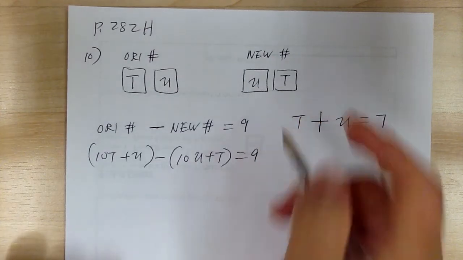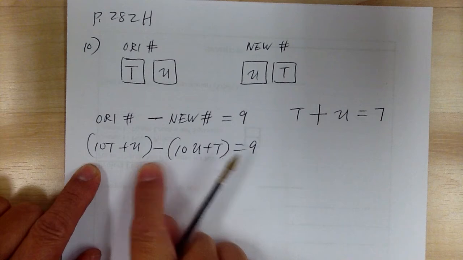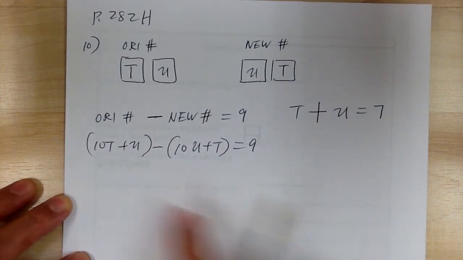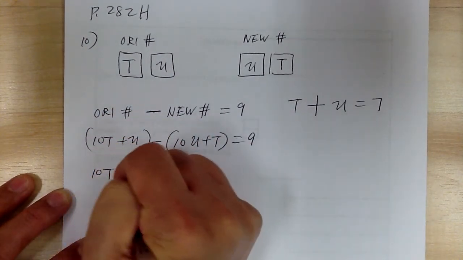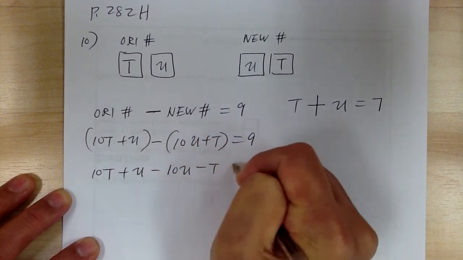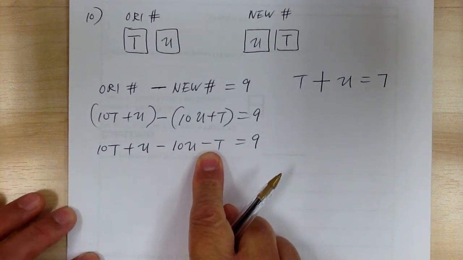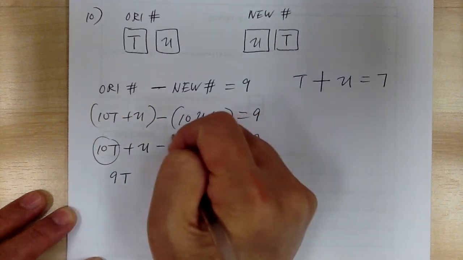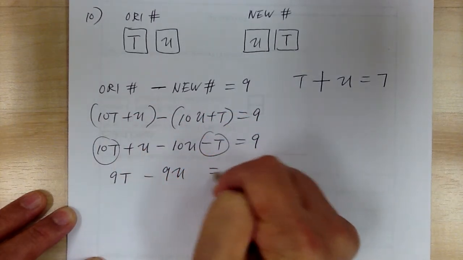Now you have to be careful. Remember what I said: when you substitute, you put it in parentheses, or else you're going to make mistakes when there's a subtraction. So now you're going to work it out. Let's get rid of the parentheses. You're going to get 10t plus u minus 10u minus t equal to 9. Remember this over here, this is going to be changed. Combine like terms, you're going to get 9t minus 9u equal to 9.